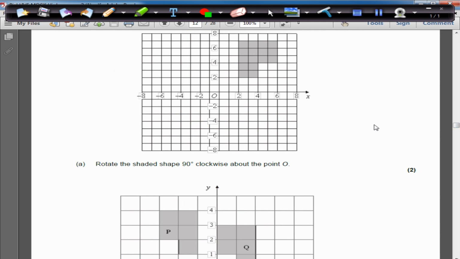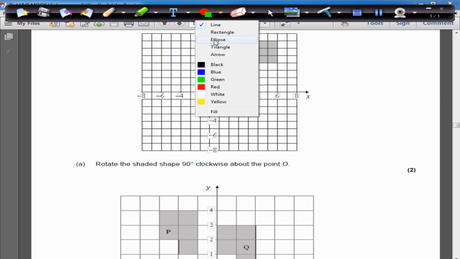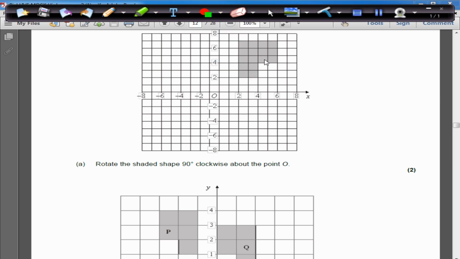Okay. The next one says, rotate the shape. Question number 10. Rotate the shaded shape 90 degrees clockwise about the point 0. So what do we do with this one? We need a solid rod that connects our shape by the closest point. So let's do that then. Have you got there?